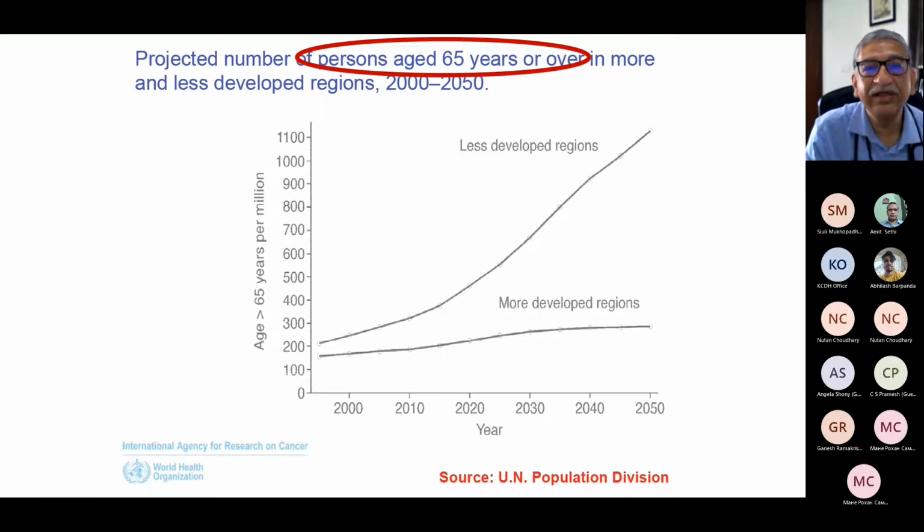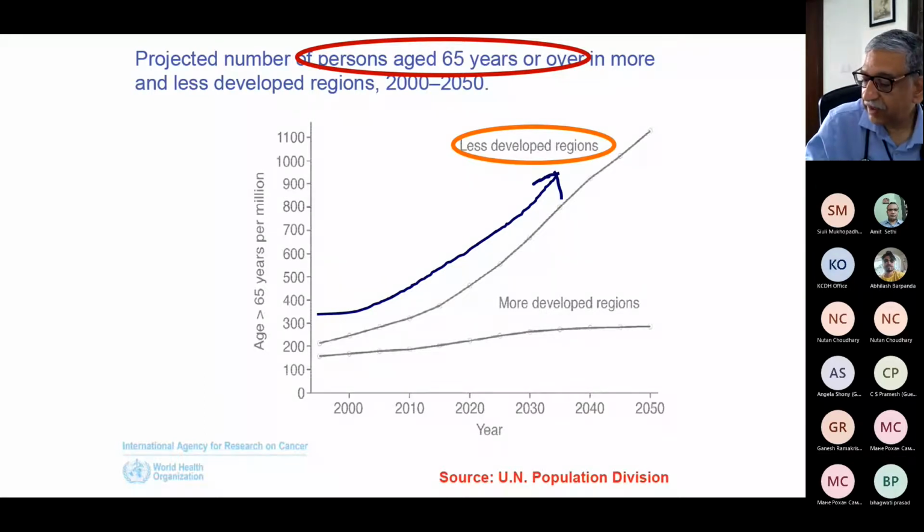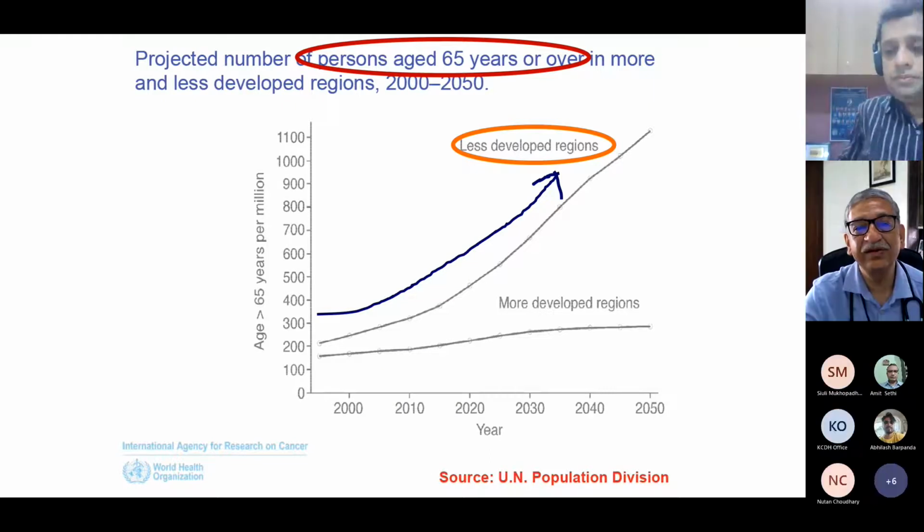individuals aged older than 65 years, or the older population, has also significantly increased in the past many decades, mostly confined to the less developed parts of the world. The reason this is important is because many non-communicable diseases, including cancer, are diseases of aging. And what this means is that we are bound to see a higher incidence as well as burden of diseases like cardiovascular, cancer, and other non-communicable diseases.